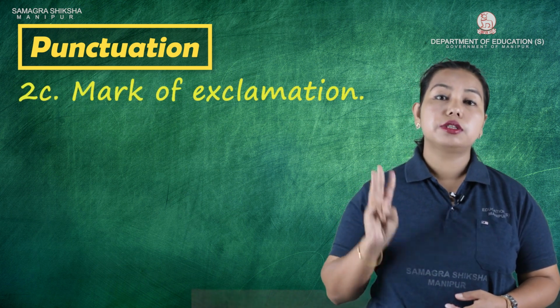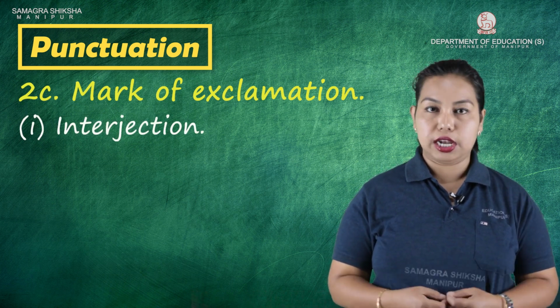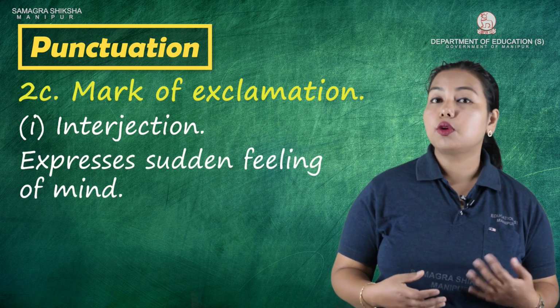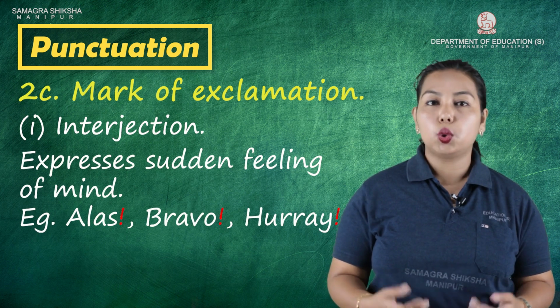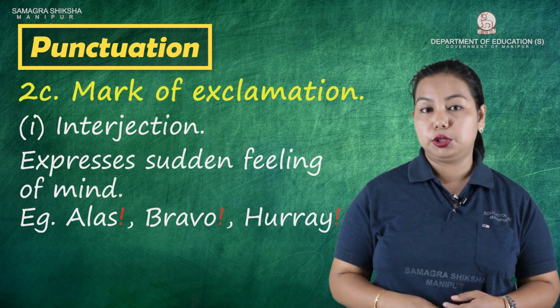There are three uses of the exclamation mark. The first one is after an interjection. So we need to know what an interjection is. Interjections are words that express a sudden feeling of mind, such as alas, bravo, hooray, etc. After these words, we have to put the exclamation mark.